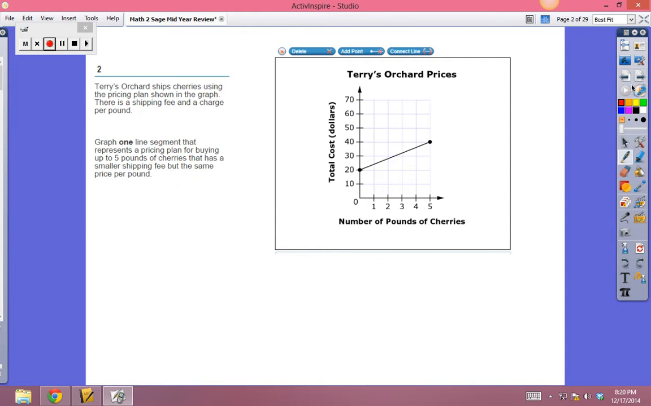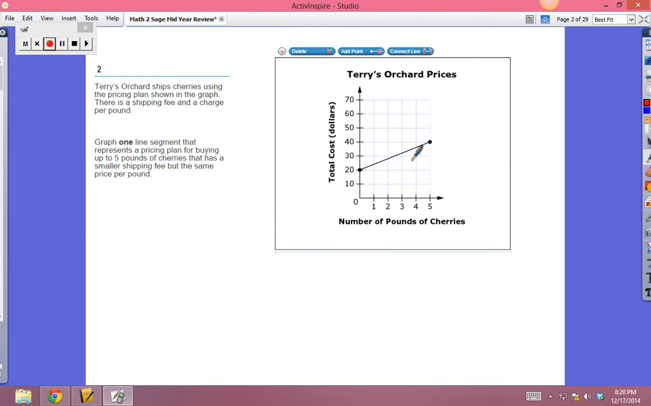Number 2. Okay, they've got a graph here that represents the price in shipping pounds of cherries. So they want you to come up with a new line that has a smaller shipping fee, but at the same time keeps the price per pound of cherries the same. So this right here is a big deal. This 0 pounds is going to cost you 20 bucks. So that's kind of our shipping.